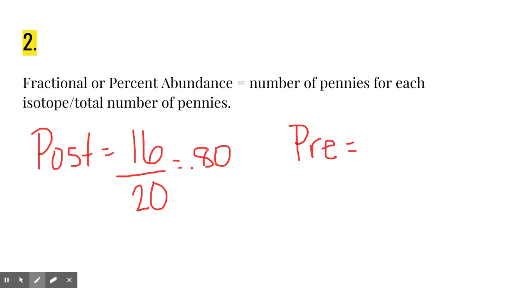So yeah, that makes sense. Most of the pennies that we come around in contact with are going to be newer pennies. Pre, well, we had 4 pre out of 20 total. So that's going to be 20% or 0.2. So this is your fractional or percent abundance, 80 and 20. 80% for post, 20% for pre.